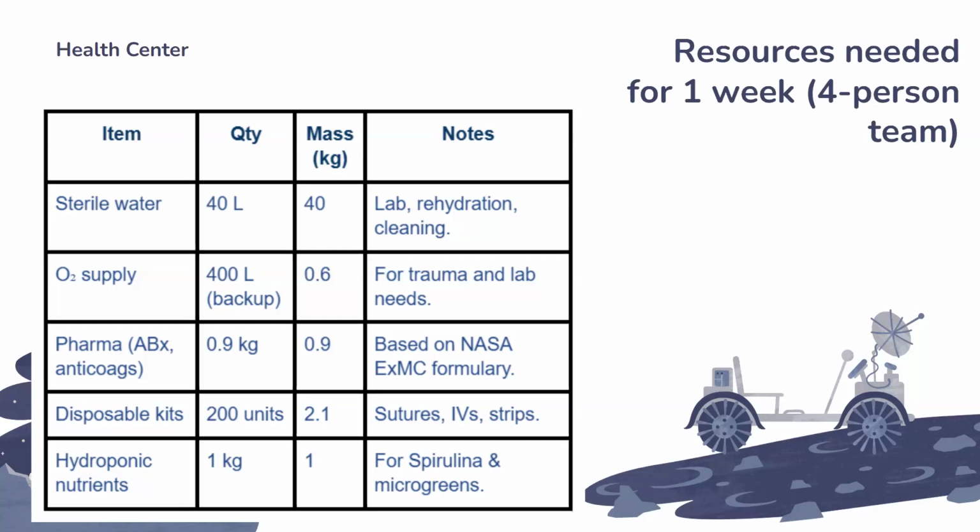Then we come to the pharmaceuticals, around 0.9 kilograms of medication focused on broad-spectrum antibiotics, anti-inflammatory drugs, anticoagulants, and emergency painkillers. Then disposable medical kits, which will include sutures, IV tubing, diagnostic test strips, and bandages, around 200 units for a week. And food and life support crossovers, in that a hydroponic nutrient pack, around 1 kg of mass, like spirulina or microgreens, etc.